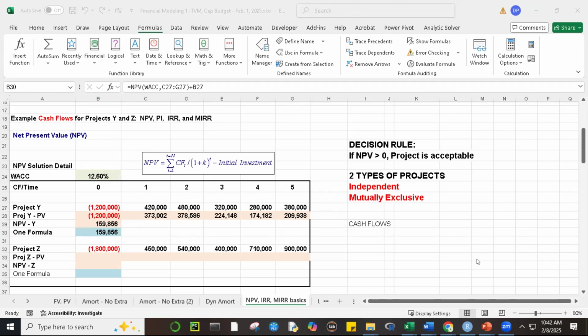All right. So I'll give you 1 minute, please, to do this for Project Z. How about Project Z, class? They have different initial investment and different cash flows.